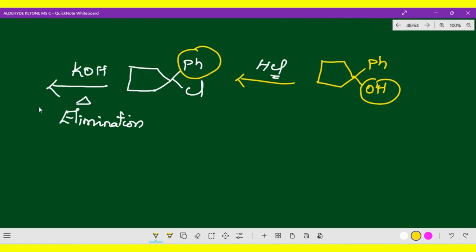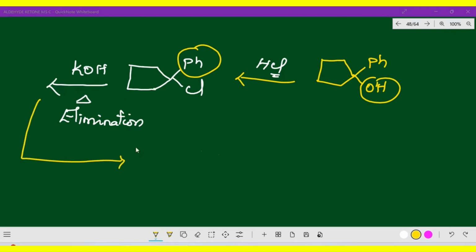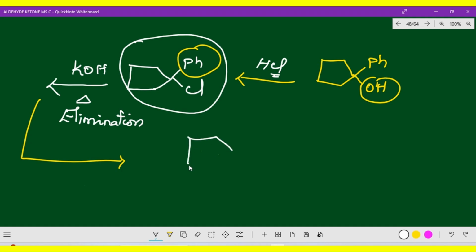Now I will draw the structural formula for you to understand how that resonance takes place. See here, this is a pentagon, and a phenyl group is attached to it. Now this is Cl. Here transfer of electrons takes place.